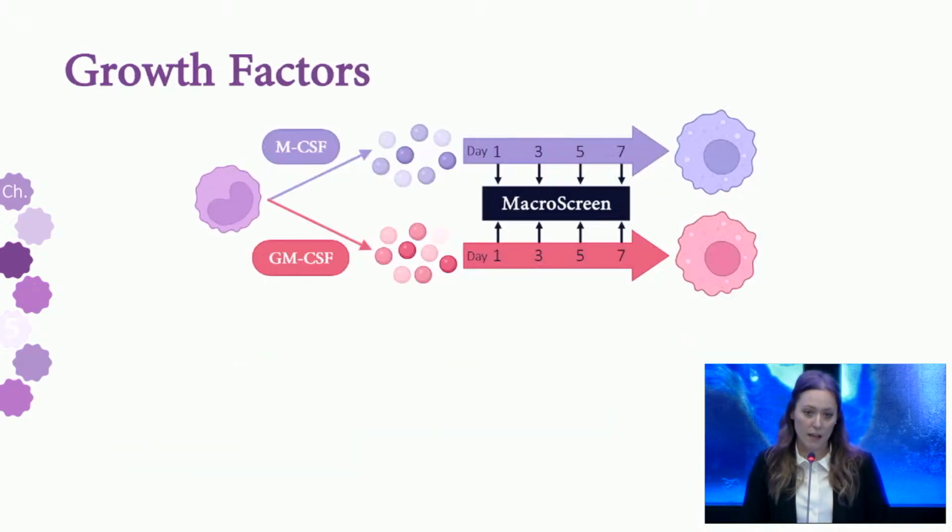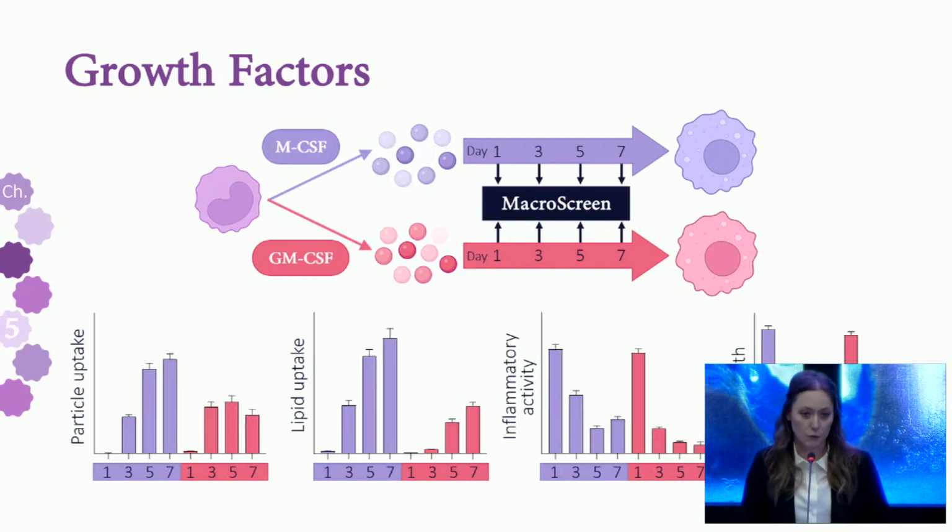In Chapter 5, we used 2 different growth factors called MCSF and GM-CSF and gave that to the monocytes to develop them into macrophages. At 4 different time points during their development, we used the Macroscreen to assess their function. This setup allowed us to compare the effects of MCSF versus GM-CSF, but also the functional changes over time.